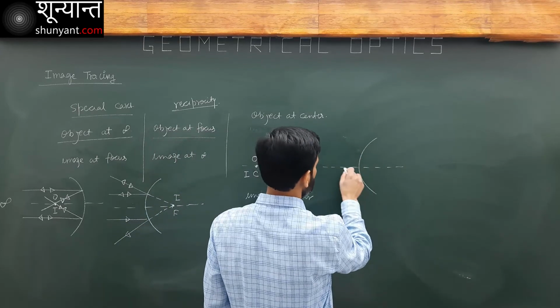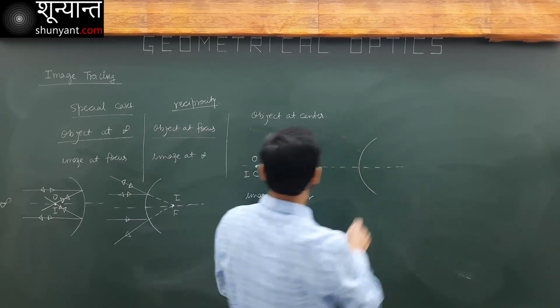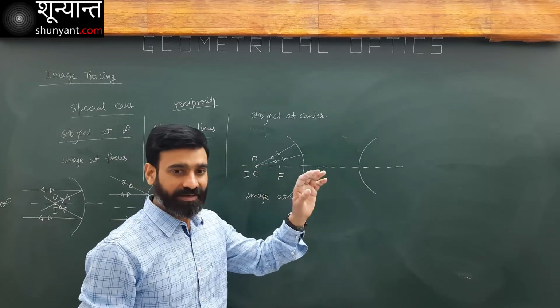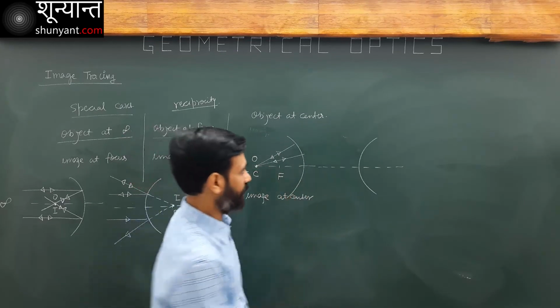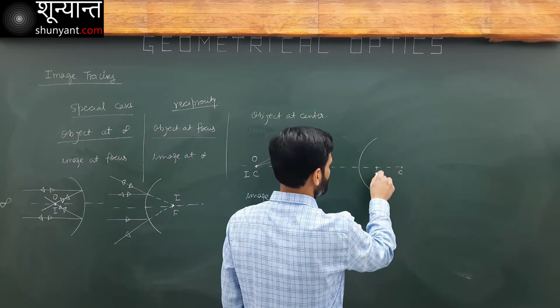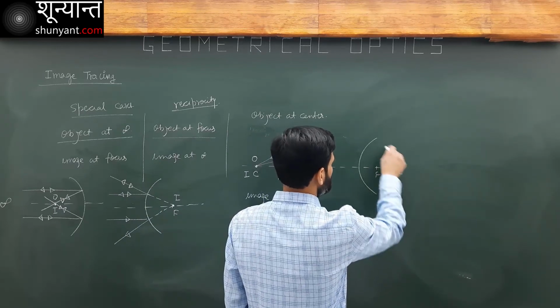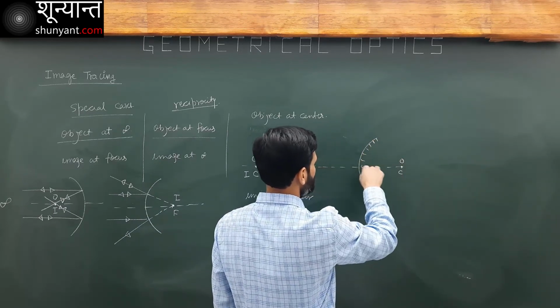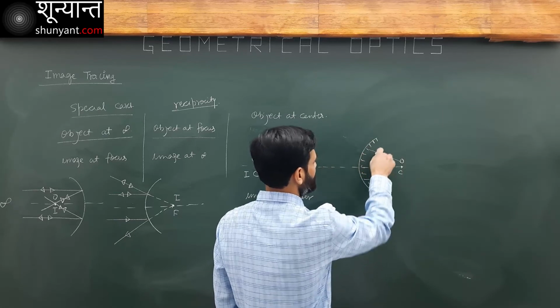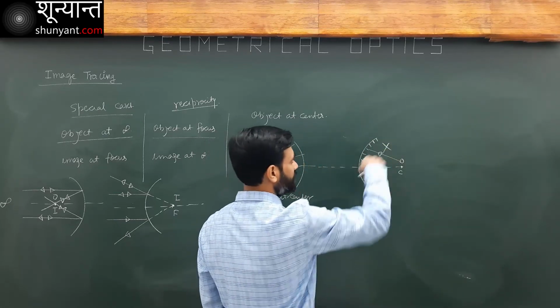For the convex mirror, first of all, I cannot keep my object at center. This is my center, this is my focus. Can I keep my object here? It makes no sense because this is not the reflecting surface. Even if some light is incident, that's it. End of story.